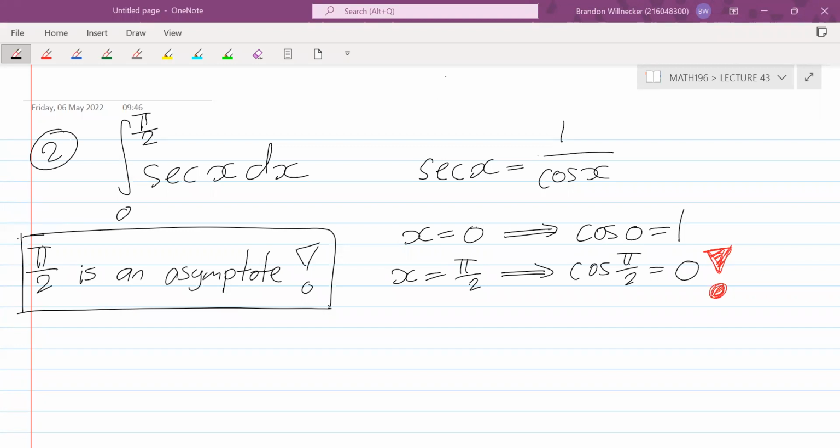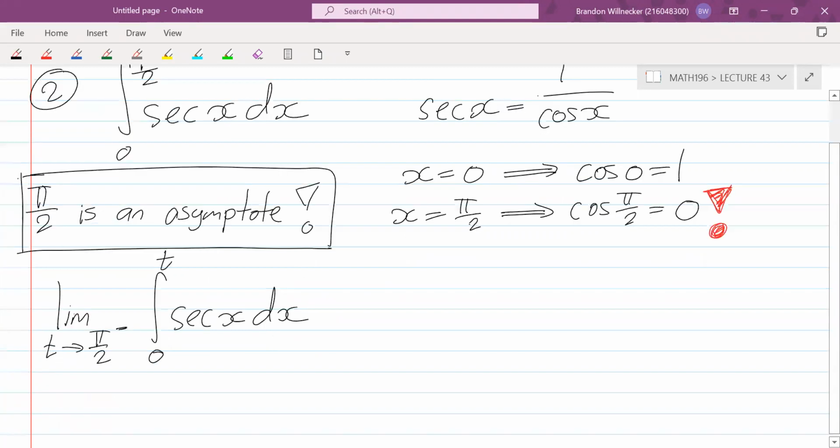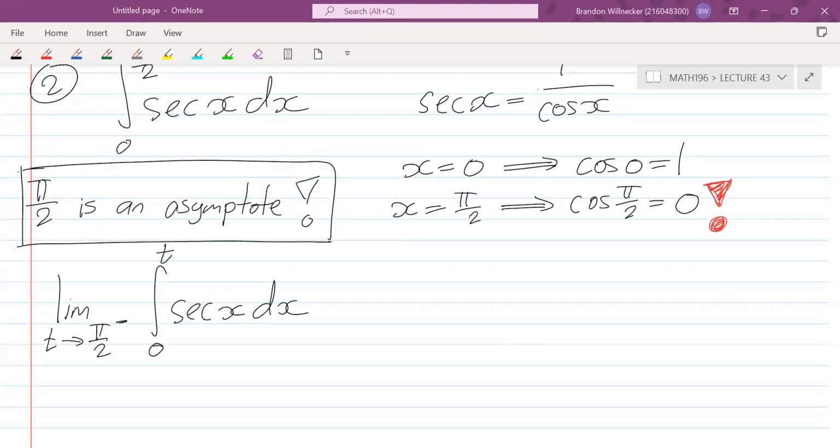Okay, awesome. So pi over 2 is our asymptote in this case, so we need to take the limit as we approach pi over 2. This integral is replaced with the limit as t approaches pi over 2 minus, because we're going from the left-hand side here. Then it's the integral from 0 to t of sec x dx. We need to evaluate the integral with t, and then after that, we take the limit as t goes to pi over 2.